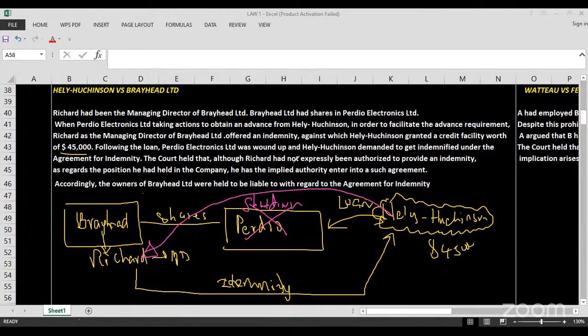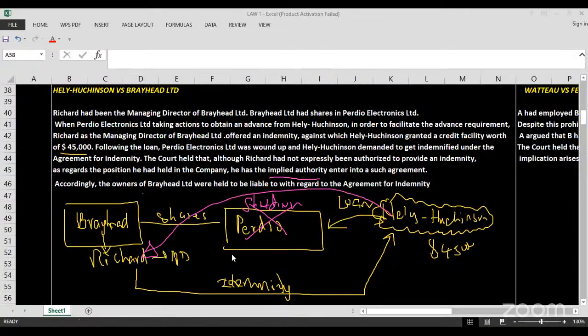The court held that although Richard had not expressly been authorized to provide an indemnity, with regard to the position he held in the company, he had the implied authority to enter into such an agreement. Accordingly, the owners of Brayhead Limited were held to be liable.